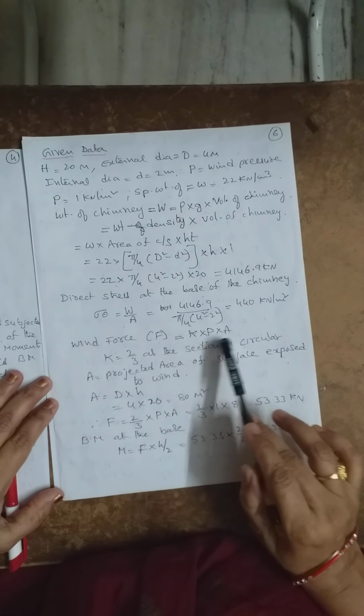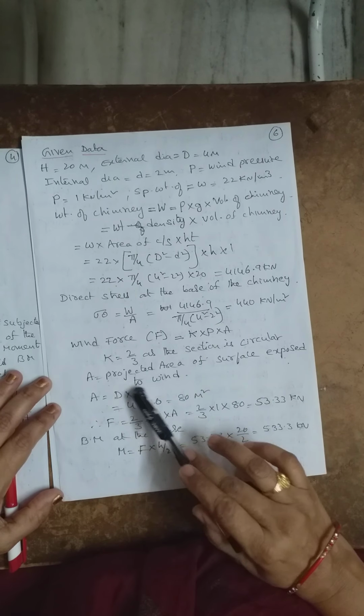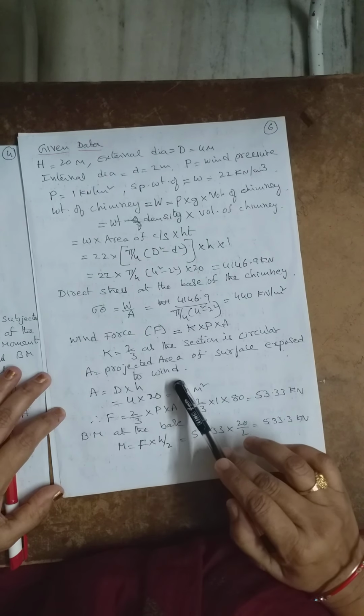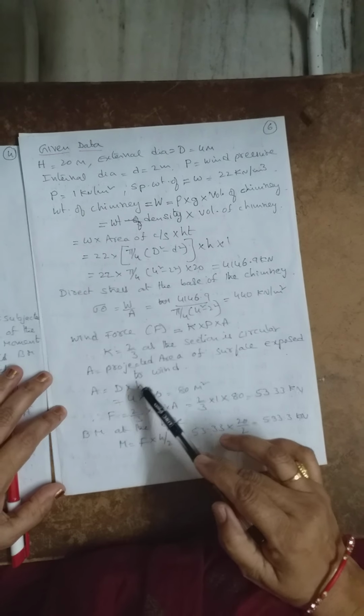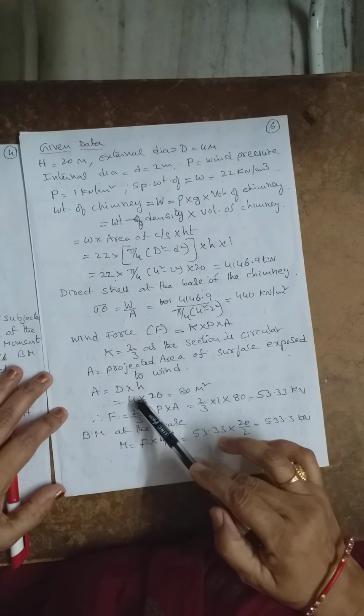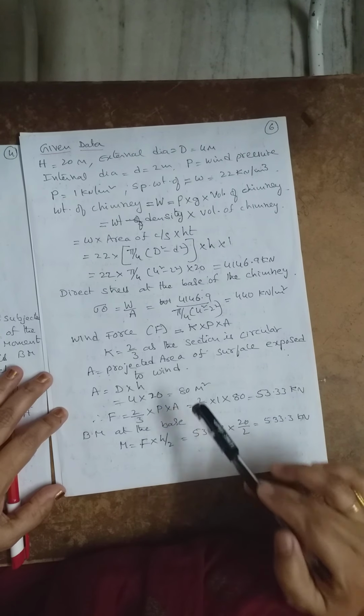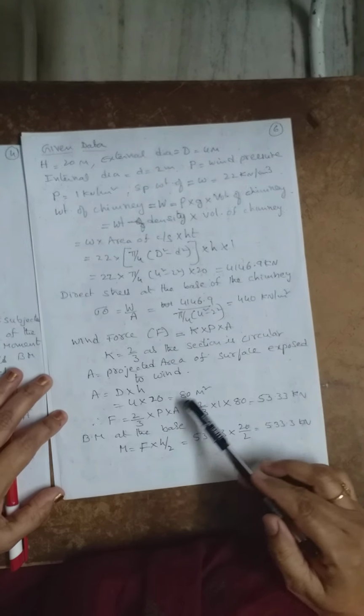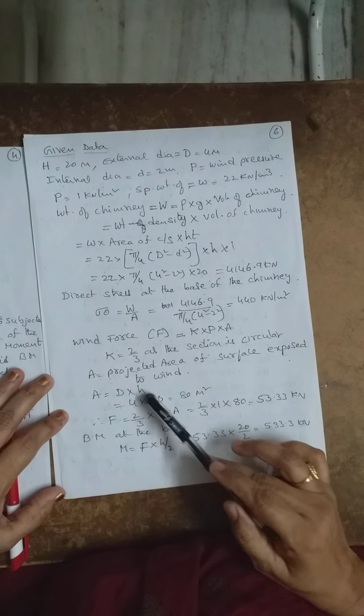A is the projected area of the surface exposed to wind. So area is definitely D into H. Exposed means definitely it is the external diameter, that is 4 meters, into height 20. So this comes to 80 square meters. Now we can find out F through these values.